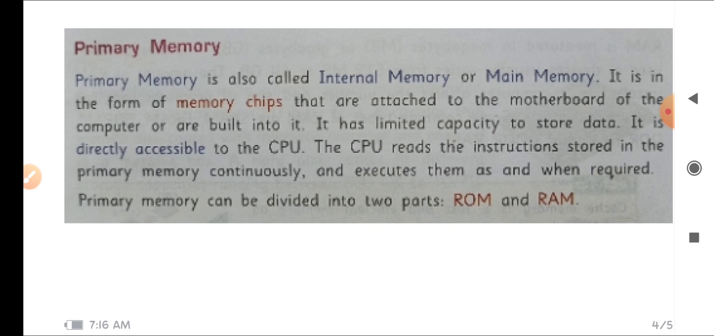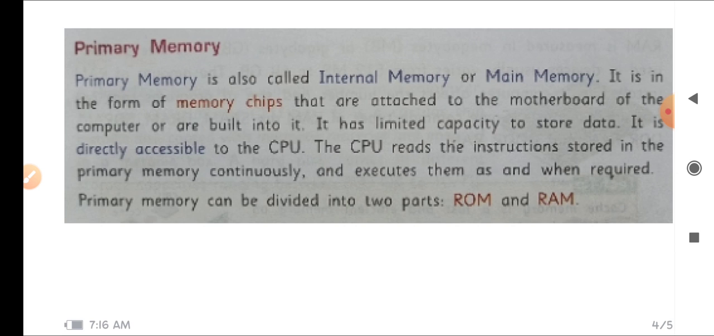Why internal or main memory? Because when the computer system is assembled, at that particular time only this primary memory is inserted in the computer system. So it is also called internal memory or main memory. Now when we talk about memory, it is just a memory chip that is attached to the motherboard of the computer system, and is already built into the computer system.